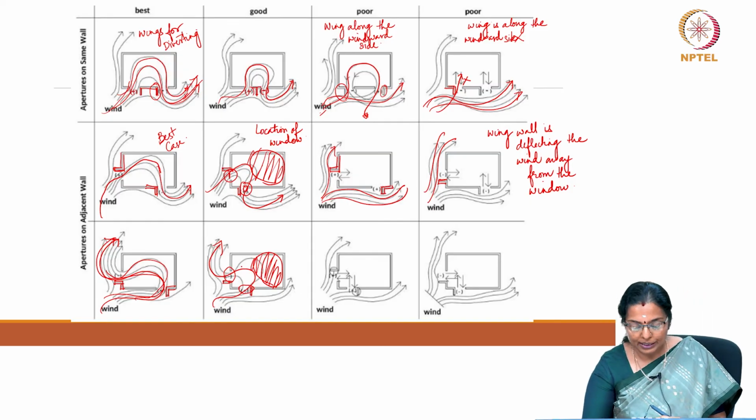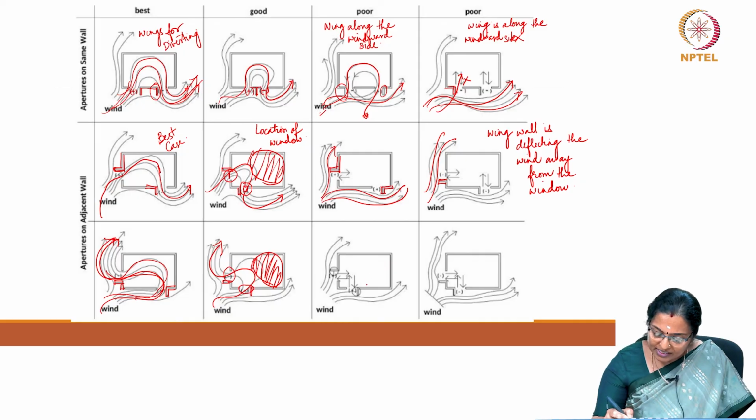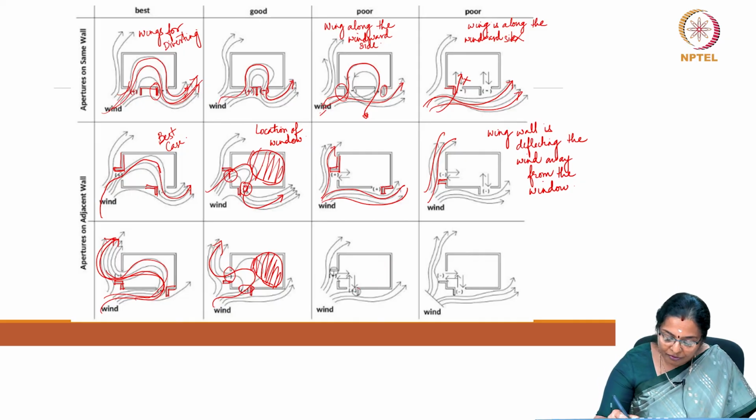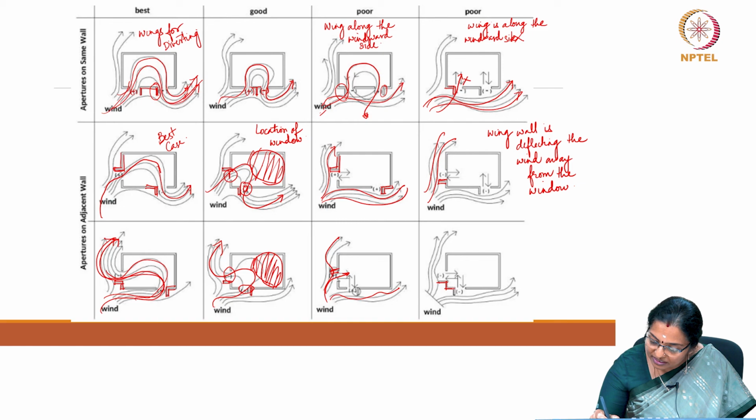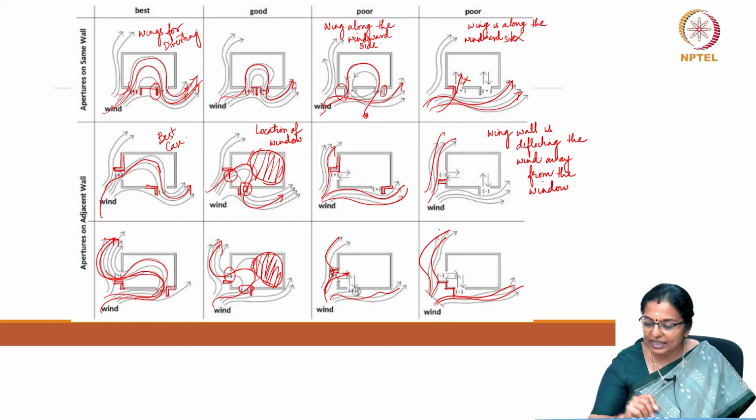but the disadvantage is the large amount of room where you cannot feel the impact of ventilation. This is a poor case scenario where your wing wall is actually deflecting the wind away from the room, and it is not encouraging the breeze to get inside, but it is encouraging the breeze to move out. And similar is a wing wall which is actually not allowing the breeze to get in.